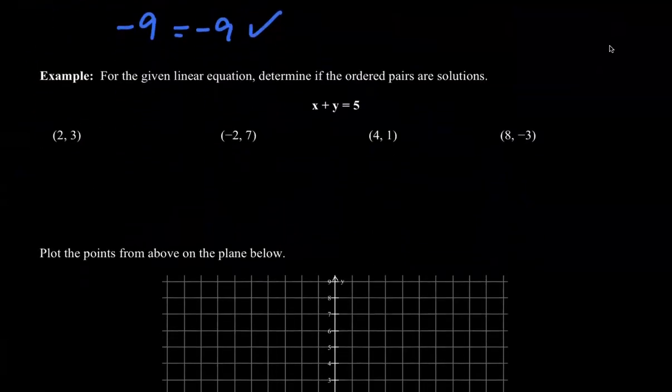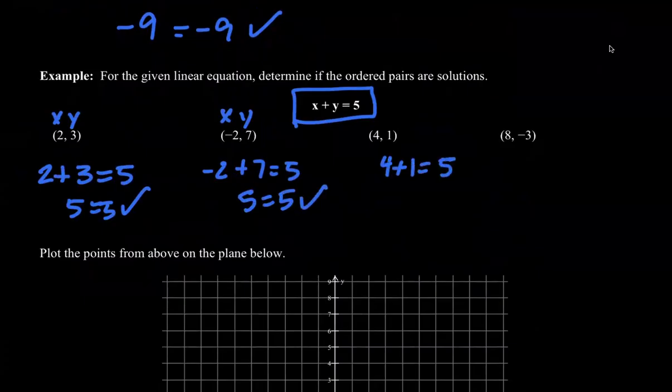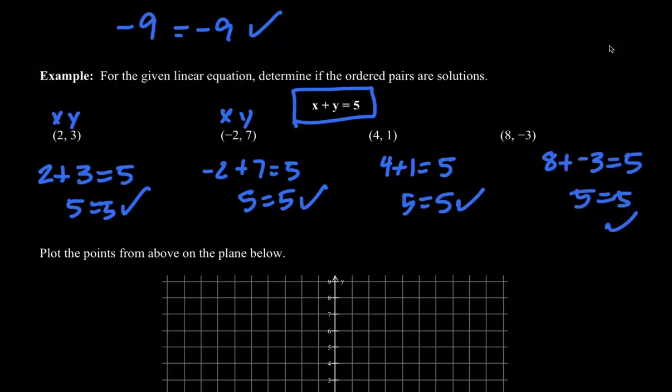For these, let's determine if the ordered pairs are solutions. So same thing. We're going back to that line for all of these different possible solutions. So is 2, 3 a solution? And just reminding you that's the x, that's the y. So we would say is 2 plus 3 equals 5? Yes. Is -2 plus 7 equal to 5? Yes. Is 4 plus 1 equal to 5? Yes. Is 8 plus -3 equal to 5? Yes. So again, what I did is just stick those ordered pairs into this equation.